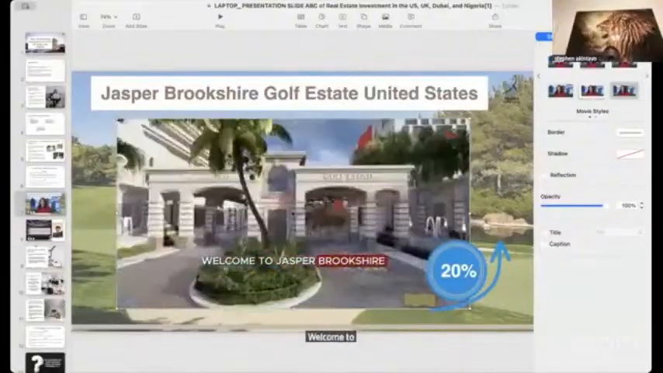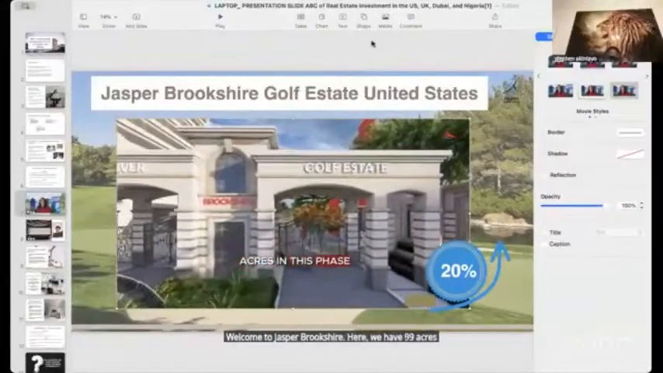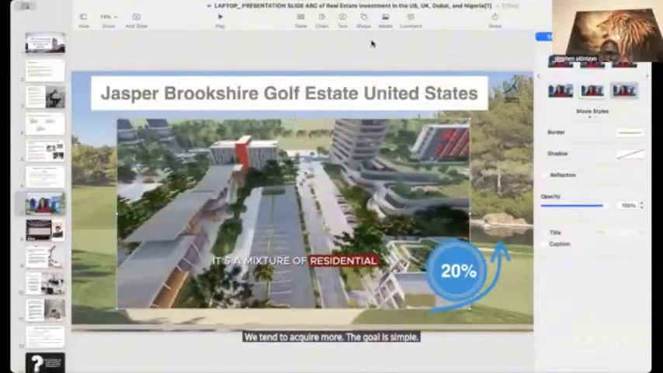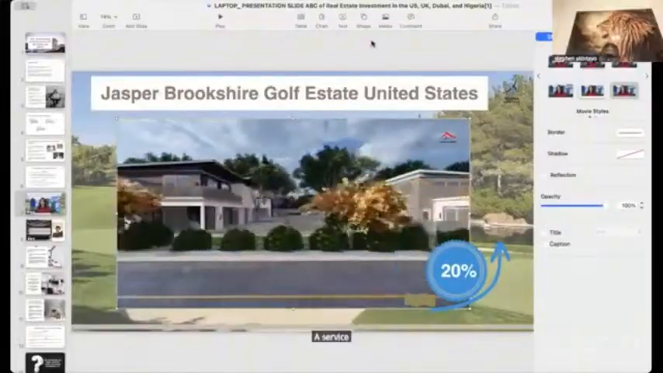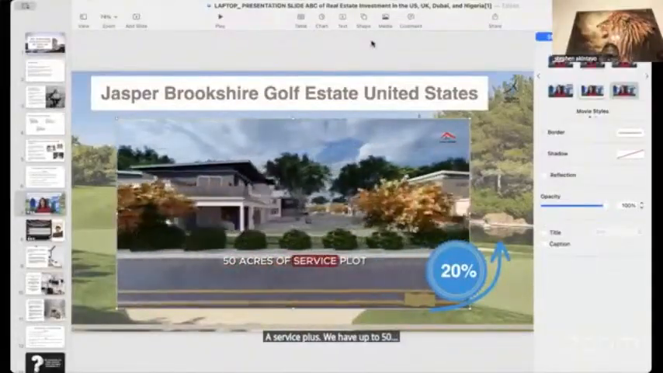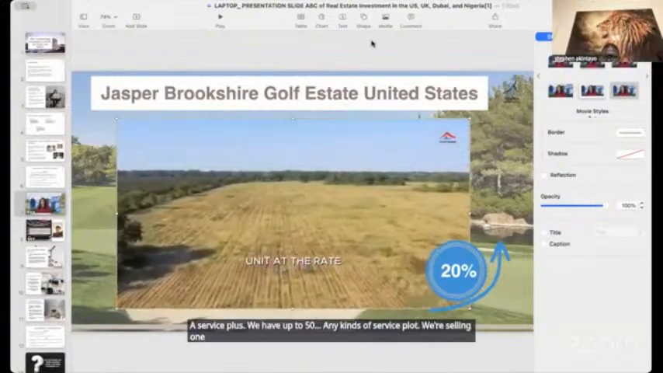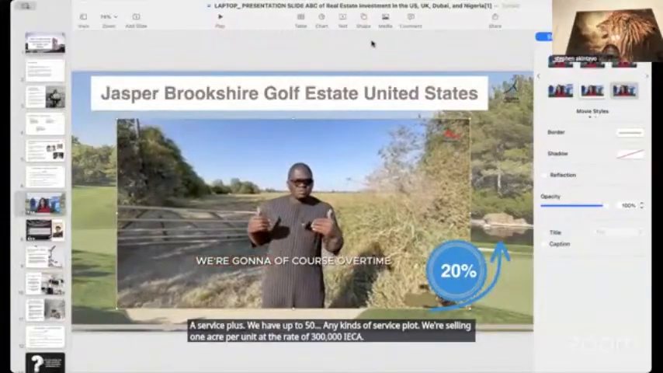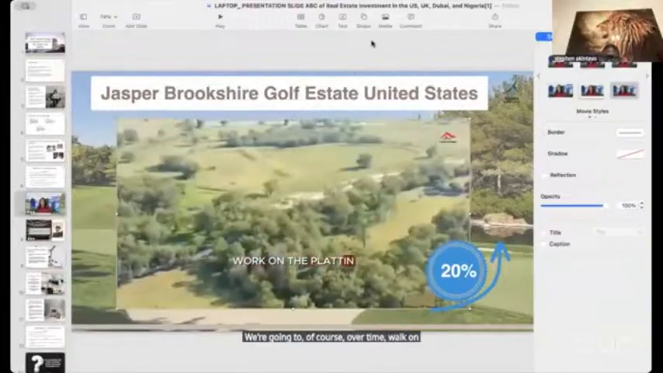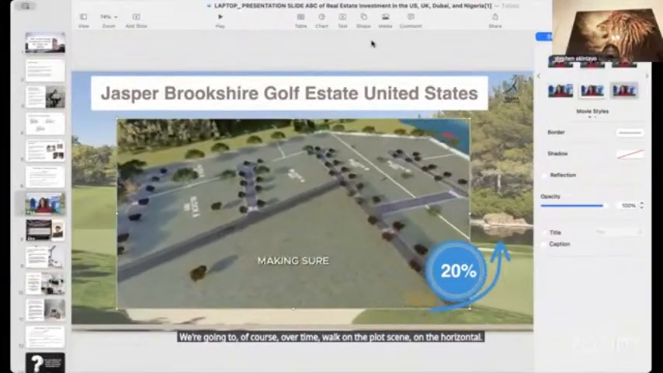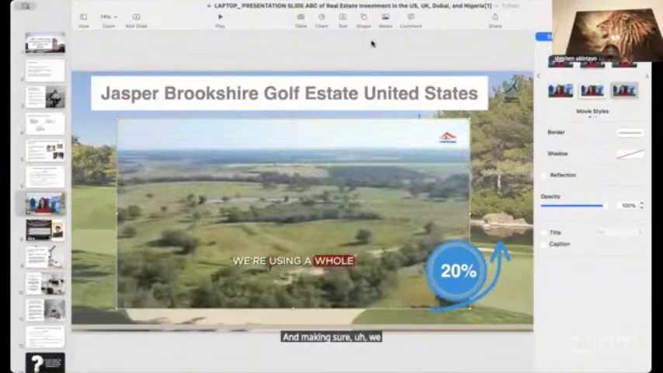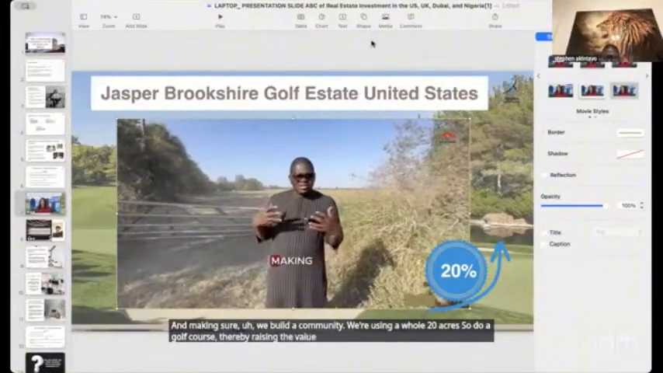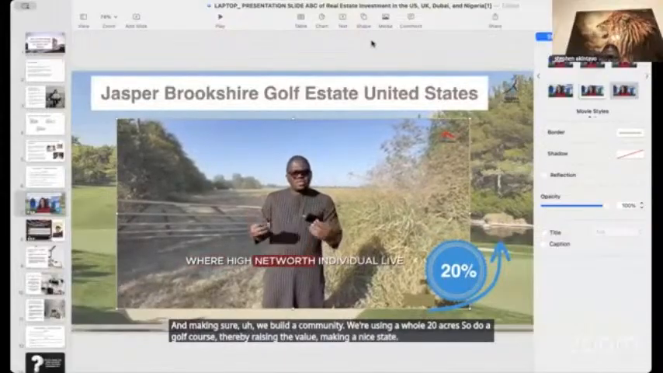Welcome to Jasper Brookshire. Here we have 99 acres in this phase one project. We intend to acquire more. The goal is simple. It's a mixture of residential, commercial, and service plots. We have up to 50 acres of service plots. We're selling 1 acre per unit at the rate of 300,000 per acre. Over time, we'll work on the plotting, on the horizontal, and making sure we build a community. We're using a whole 20 acres for a golf course, thereby raising the value, making it an estate where high net worth individuals live.